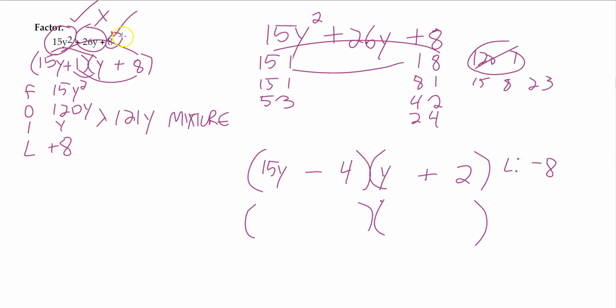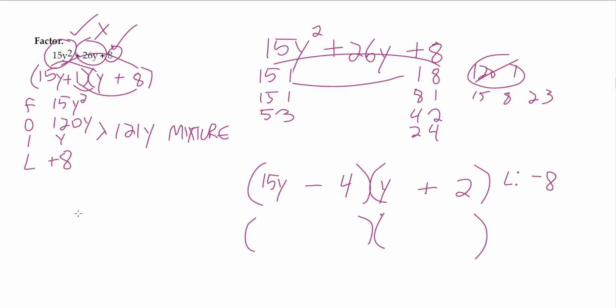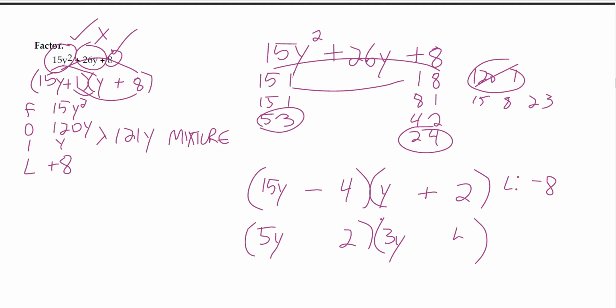What in the world was that? There we go. That was crazy. Okay, so it gave us negative 8. The other combination is this one. That was 20 and 6. So in the same order, 5y and 3y, and 2 and 4. I'm having so much fun with this. There we go. Finding new tools that I'm not sure how I'm using them.